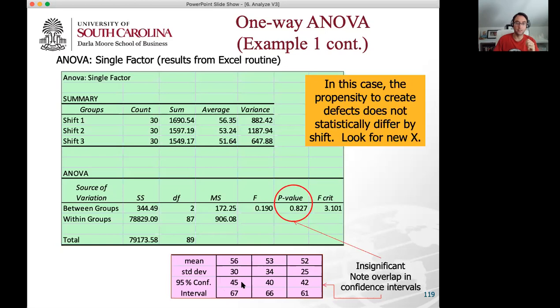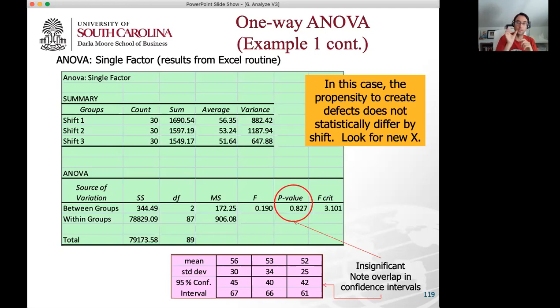And you can see here that one is 45 to 67, right? That's shift 1, shift 2, and this is shift 3. The other one is 40 to 66, so they overlap. The other one is 42 to 61, so they all overlap, right? Because they overlap, you know that there's no difference between them. How does ANOVA tell you that? By the p-value. So always keep your eyes on the p-value, 0.827, which is higher than our threshold of 0.05.